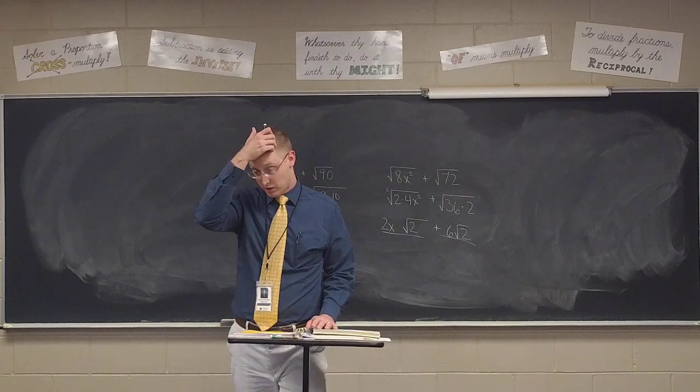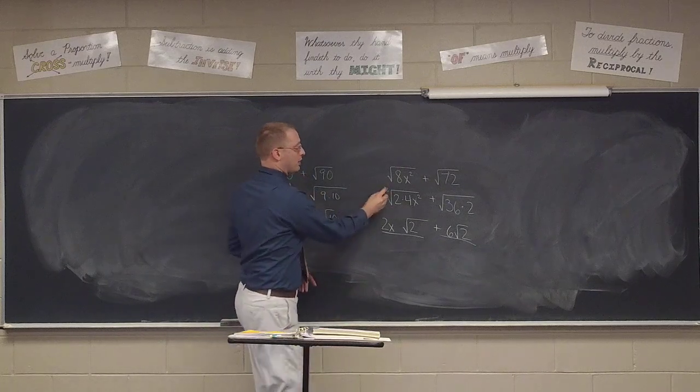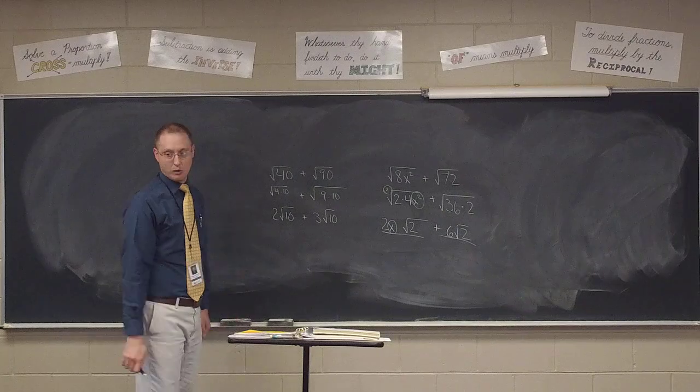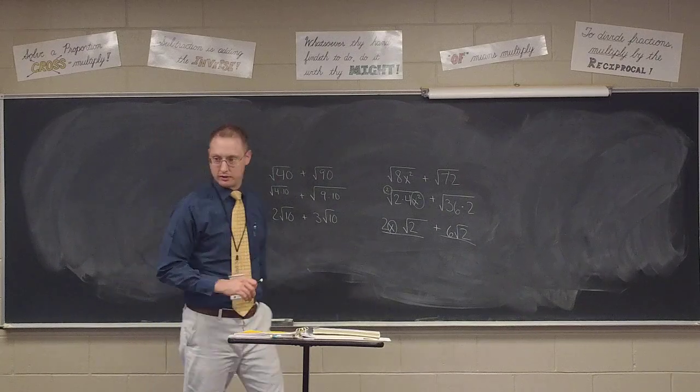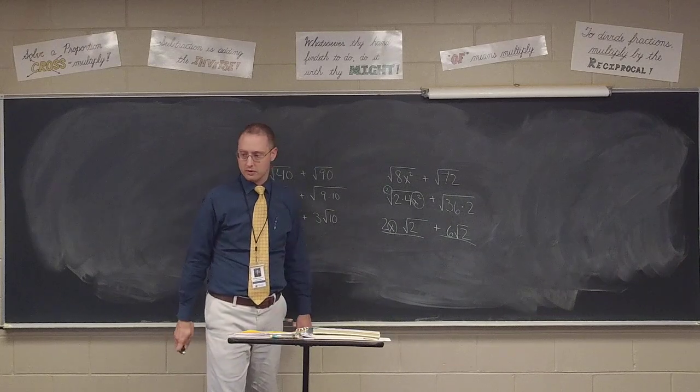Questions on 1 through 9? Yes, sir. On number 8, what happened to the x squared? You took the square root of x squared to get x. So the x comes out, and that's how they end up being similar to each other. Similar radicals. Again, not similar terms, but similar radicals.